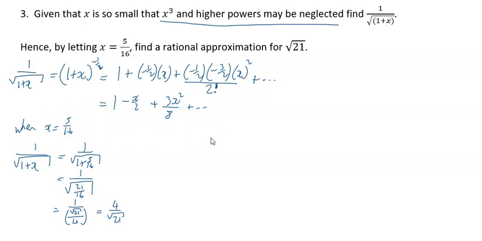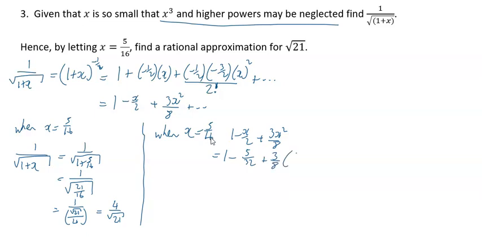I'll just tidy that up, and just say when x equals 5 over 16, 1 minus x over 2 plus 3x squared over 8 is equal to 1 minus 5 over 16 divided by 2, which is going to be 5 over 32. And then plus, I'll show my working out for this next bit, that's going to be 3 over 8 times 5 over 16 squared. And again, from here, fire that into your calculator and see what you get. So you get 1803 all over 2048.